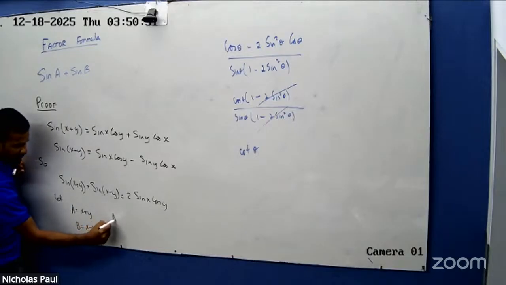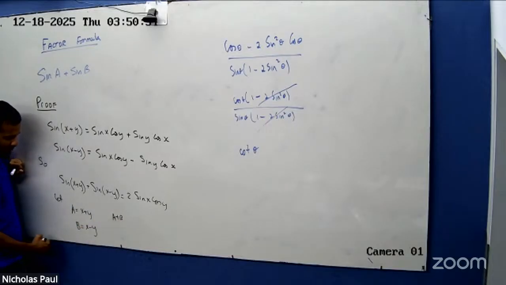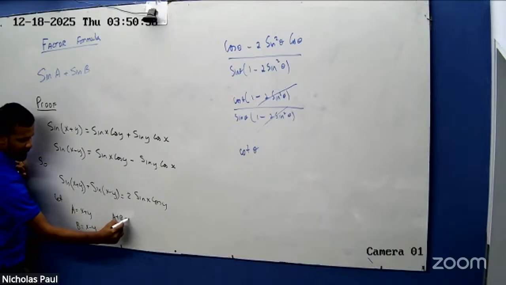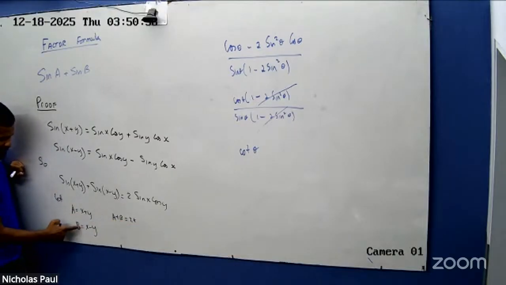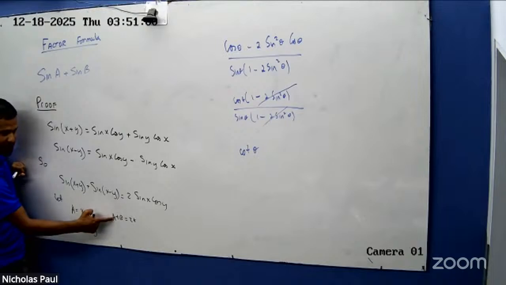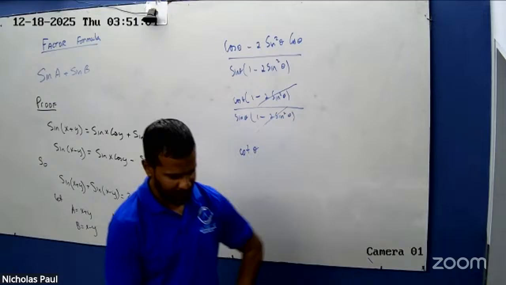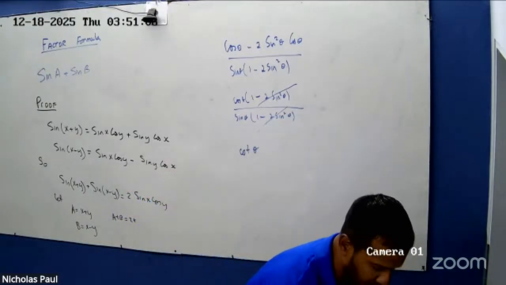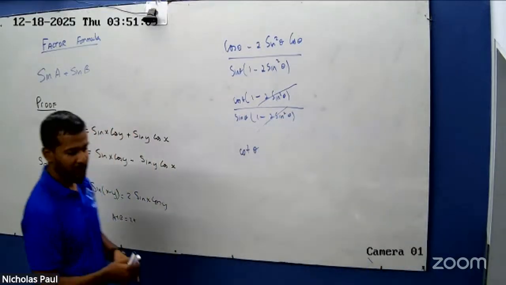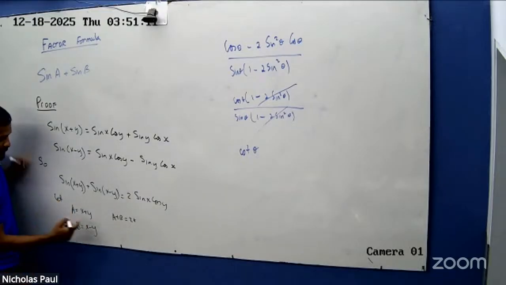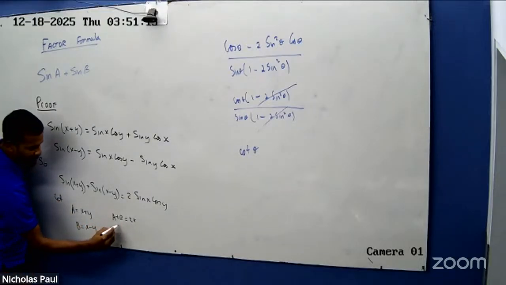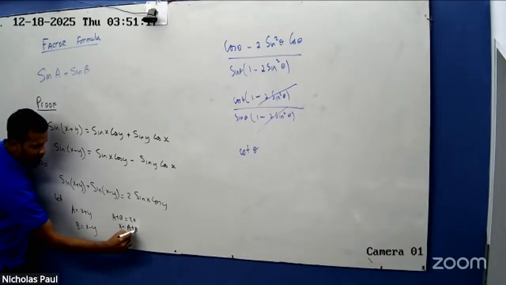If I add A and B, what will I get? I'll get 2x: A plus B, x plus x, 2x. And y plus minus y is what? 0, right? So A plus B is 2x. So it means that x is what? x is A plus B over 2.